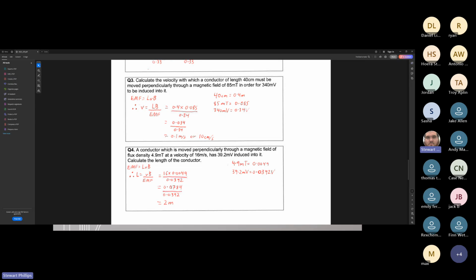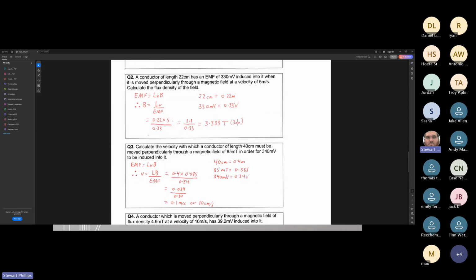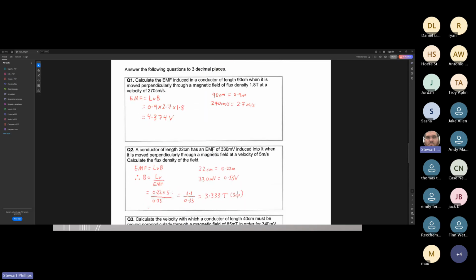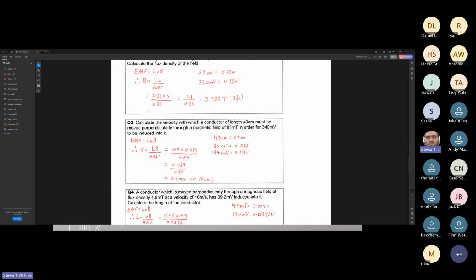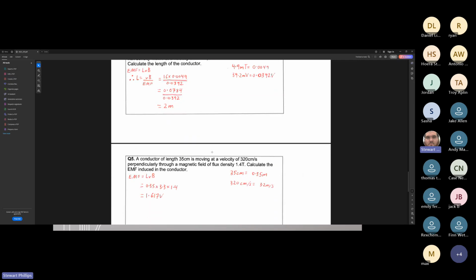So 0.0784 divided by 0.0392, which gives us 2 meters. This is the kind of way we work through these questions, but the questions on the next page are basically the same with different values. So we'll just go through the answers.